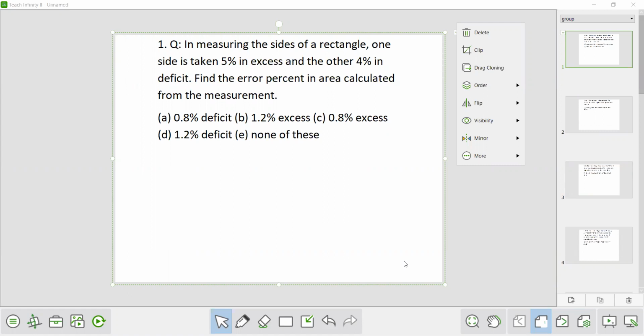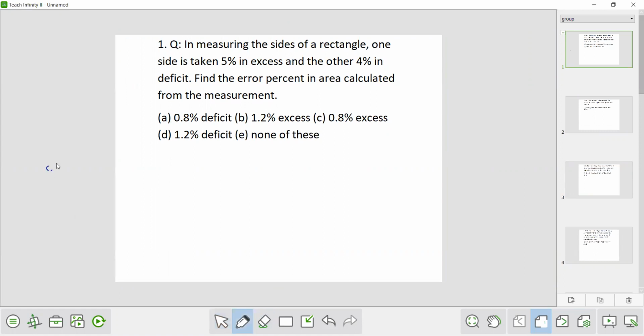I am Anurod Ankit. Today we are going to discuss the exercise questions which I have provided you on the percentage topic. Okay, so the first question. In measuring the sides of a rectangle, one side is taken 5% in excess and the other 4% in deficit. Find the error percent in area calculated from the measurement.